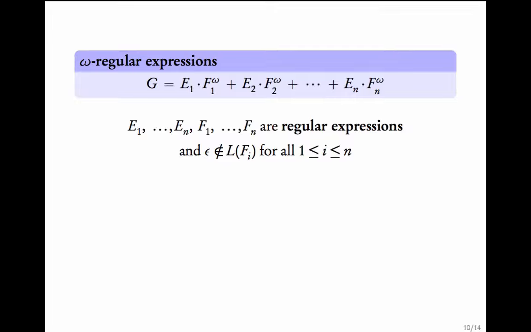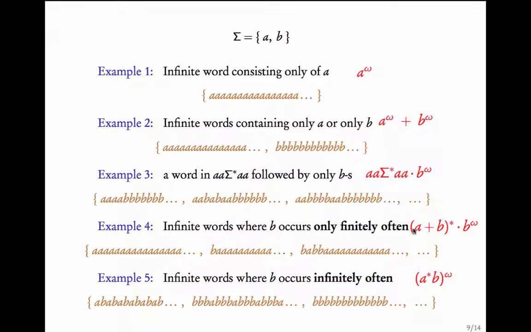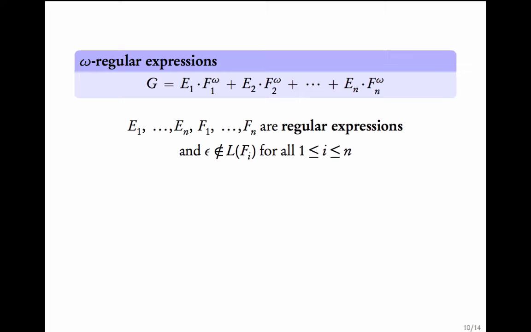These are called omega regular expressions. The general form is this. You take simple regular expressions that we saw before with the star, plus, and dot, and you can form an omega regular expression like this: E1 dot F1 per omega. For example, here E1 is this, dot F1 per omega. F1 would be just B. And then once you have some number of such regular expressions, you can do a union. Okay, so an omega regular expression is written in this form.